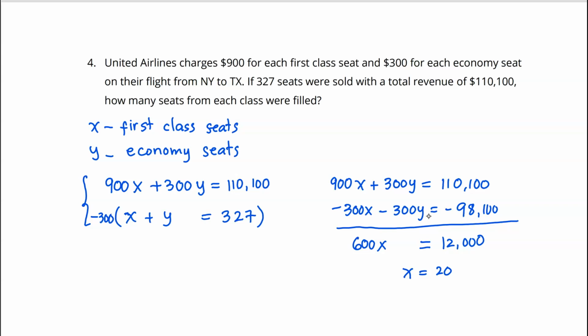Then you go back and plug into this equation to solve for y. So you have 20 plus y is equal to 327. y therefore is equal to 307. So there were 20 first-class seats and 307 economy seats sold.